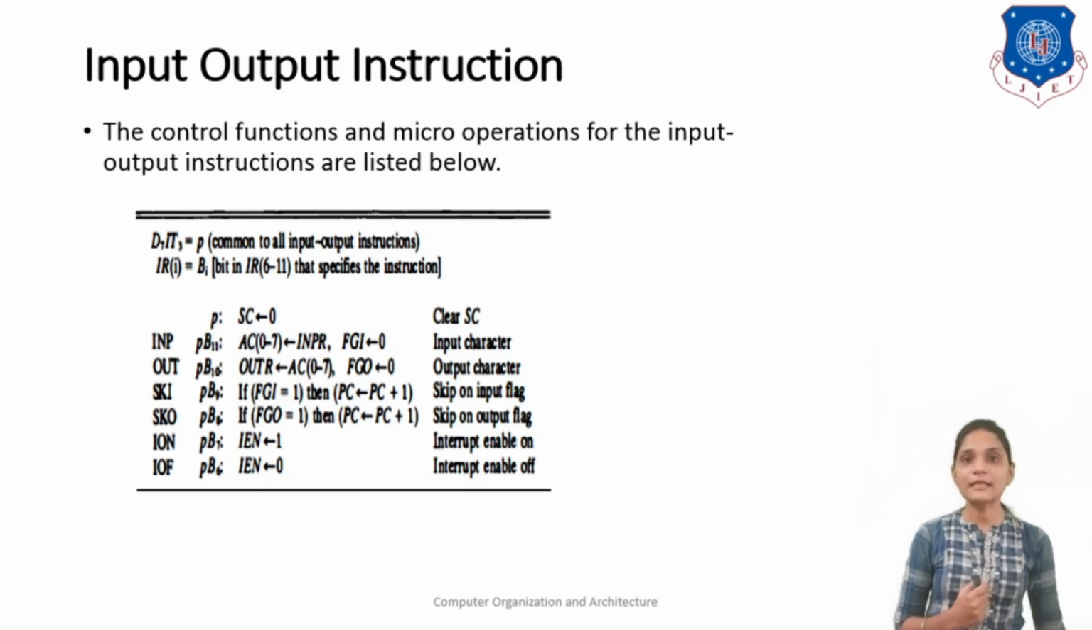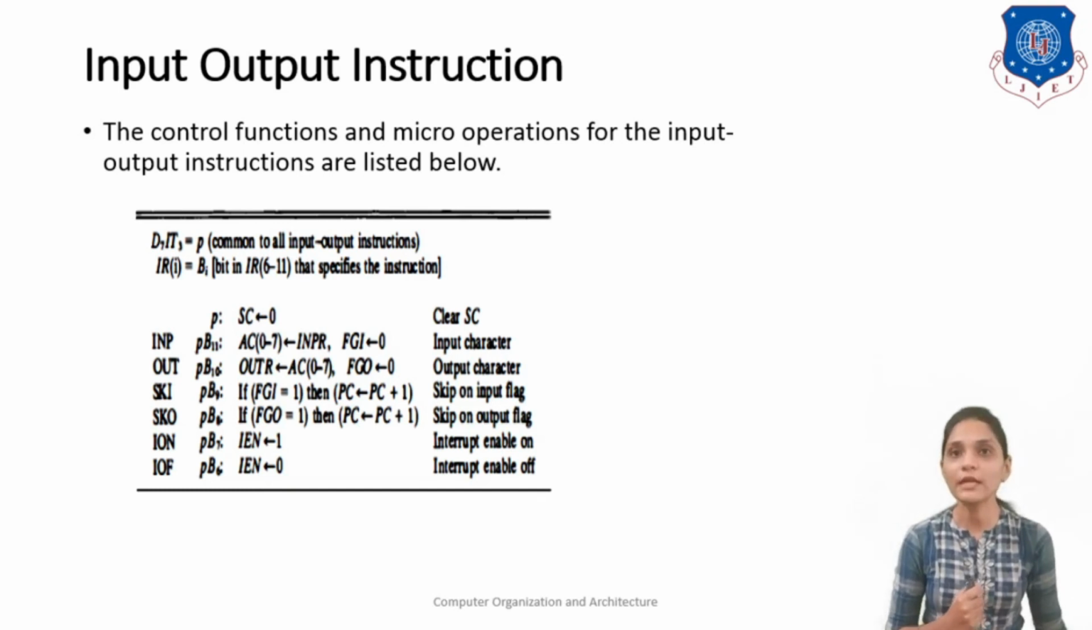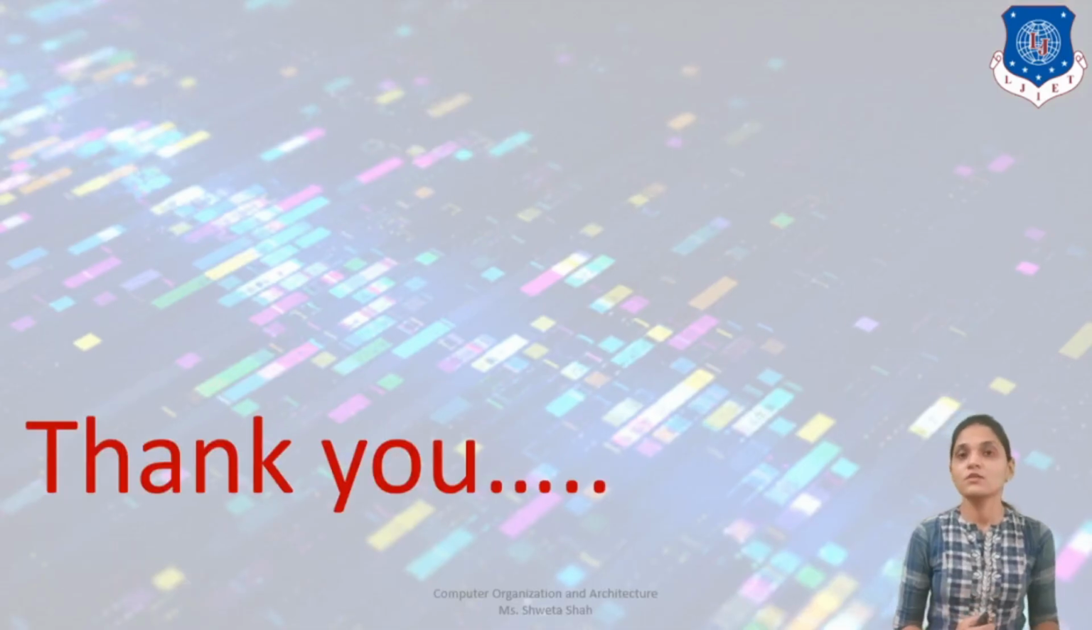And if your condition is PB7, then the ION instruction is there, and you will enable the interrupt, and if it is PB6, then you will disable the interrupt. So in this way you can use your input output instructions, and this task is going to be performed in these instructions. So we are ending today's session over here.